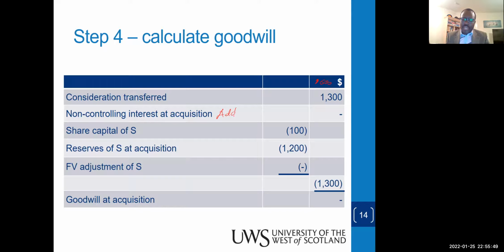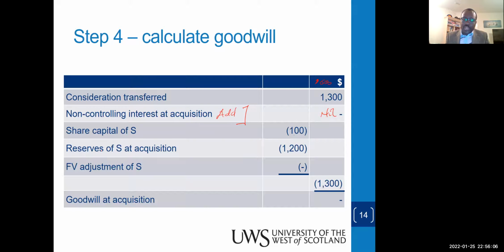Otherwise, we would have added this. But for now there is nothing, so it is nil because it's 100% acquisition. It's rare. Okay, just a simple example. Now we look at the share capital, the equity capital of the subsidiary, the 100 that we knocked off.